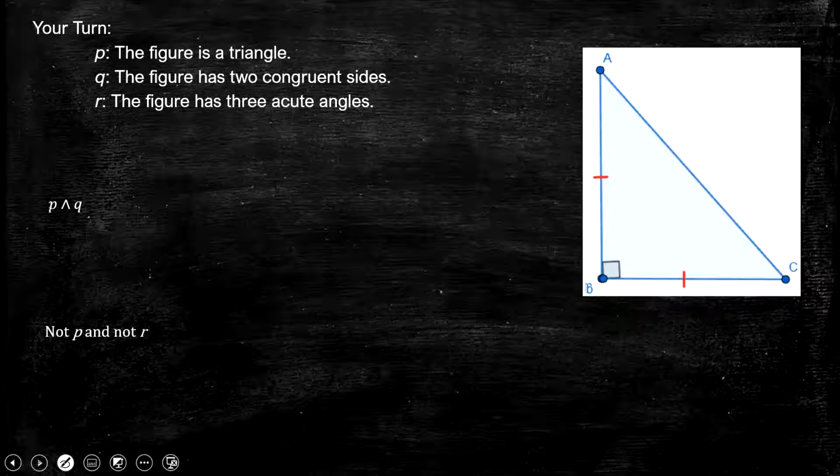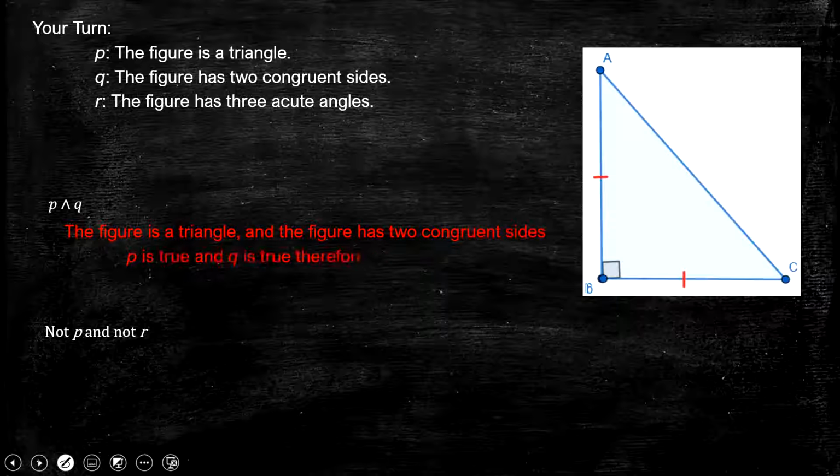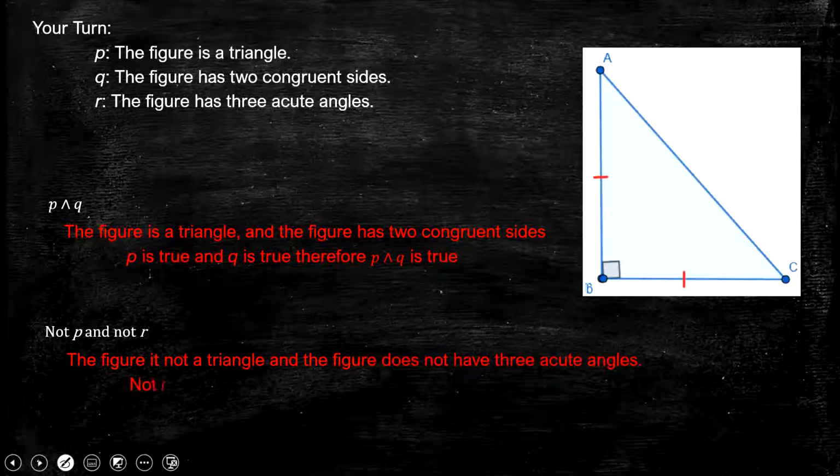P and Q, the figure is a triangle, and the figure has two congruent sides. Again, we look at it. It's a triangle with two congruent sides. So P is true, Q is true, therefore the whole thing is true. Not P and not R. The figure is not a triangle, and the figure does not have three acute angles. It's going to be a false conjunction because the figure is a triangle. So part not P is false, so that makes the whole thing false. Does that make sense?